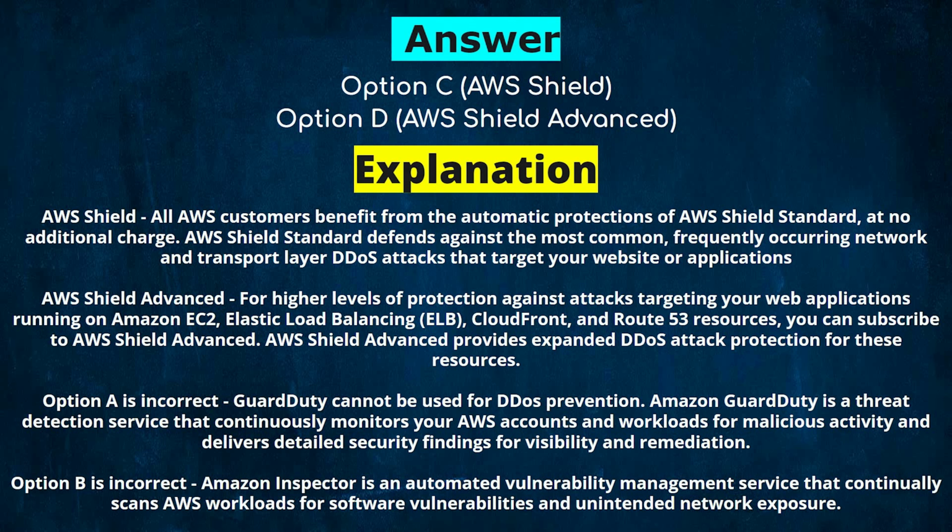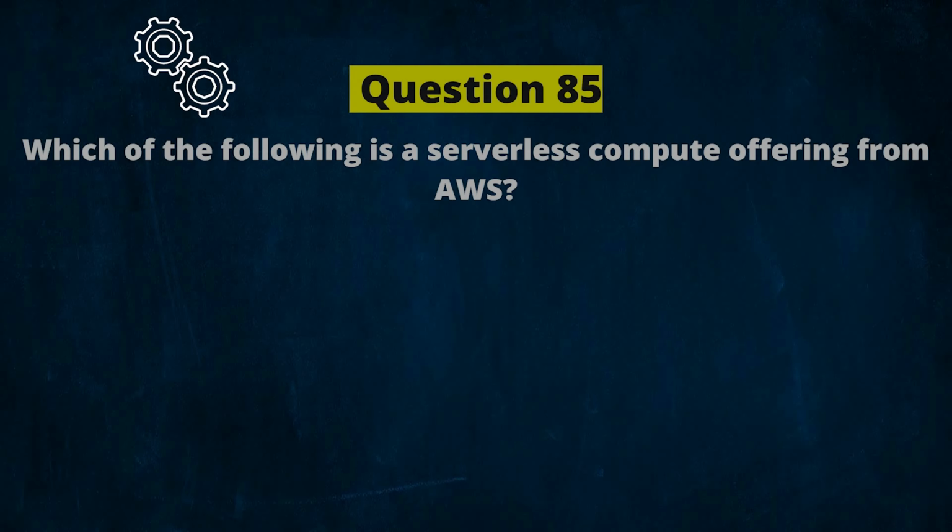Option A is incorrect. GuardDuty cannot be used for DDoS prevention. Amazon GuardDuty is a threat detection service that continuously monitors your AWS accounts and workloads for malicious activity and delivers detailed security findings for visibility and remediation. Option B is incorrect. Amazon Inspector is an automated vulnerability management service that continually scans AWS workloads for software vulnerabilities and unintended network exposure.